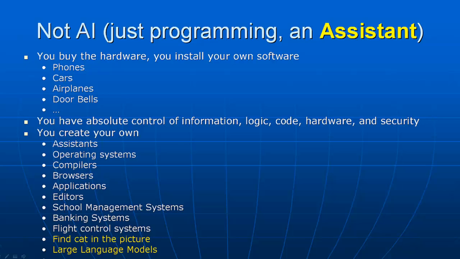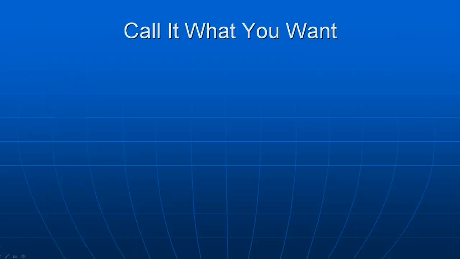And so you can create your own operating systems, your own compilers, your own browsers, your own applications. Actually, this is all done for you by the assistant. Or you can create a school management system or a banking system or a flight control system. Or you can find a cat in a picture, or large language models. It's just software, and you can call it what you want. To me, it's just software.